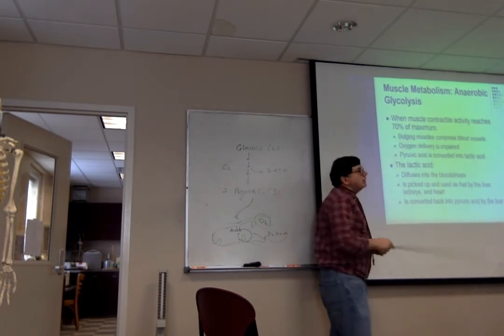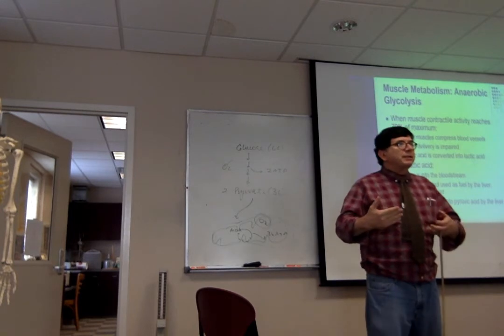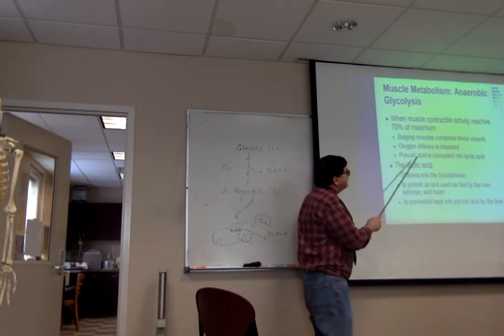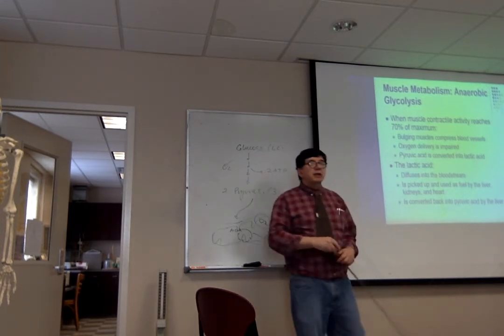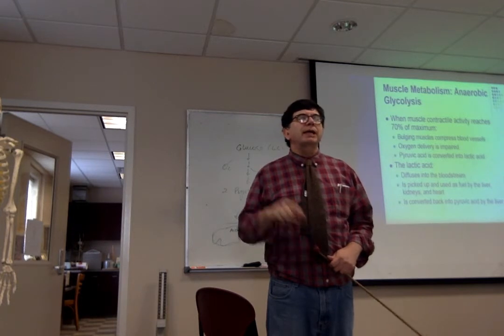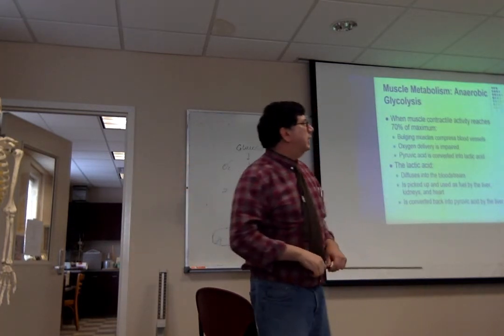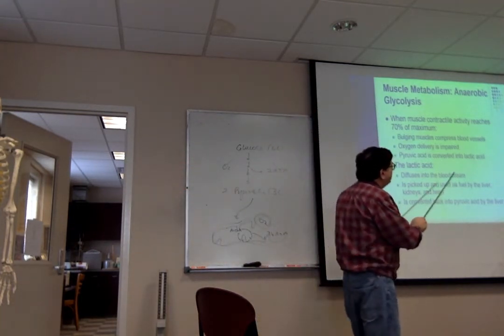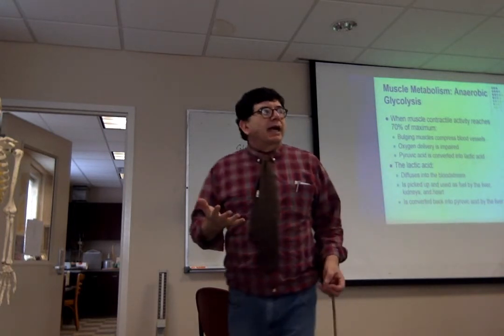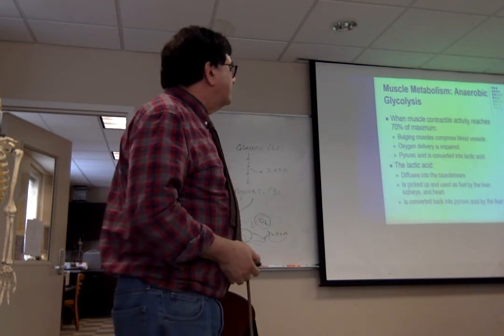So with 70% or more of muscle activity, you begin to limit the supply of oxygen. And when you limit the supply of oxygen, that pyruvic acid that's generated during anaerobic metabolism begins to build up. It has no place to go. It can't enter into the Krebs cycle because you need oxygen for that. Instead, it's converted to lactic acid. And as that lactic acid builds up, your muscles begin to fatigue.